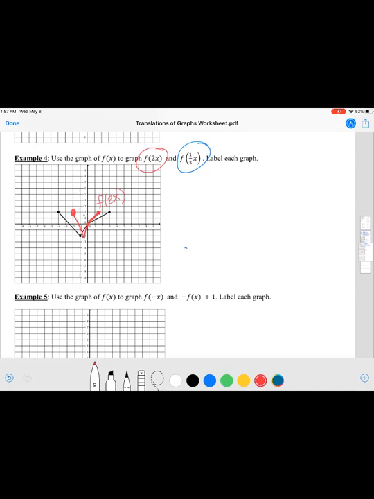Okay, now f of 1/3 x. When you multiply a number times x, that's going to be a horizontal stretch or shrink. When the number that you're multiplying by x is less than 1, that's actually going to be a horizontal stretch. So everything is going to get stretched out by a factor of 3. So all the horizontal distances are going to triple now. So if I start with this first point right here, I'm at -4, and if I triple it, it's going to go out to -12, which is off the grid. So let's just put it over here somewhere.